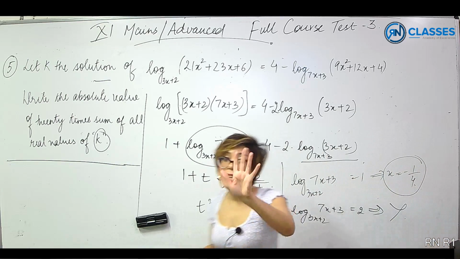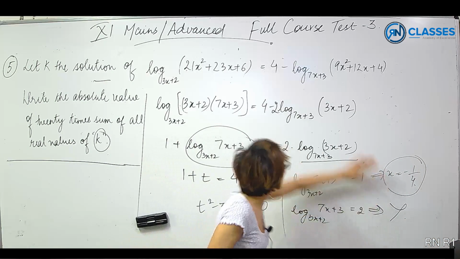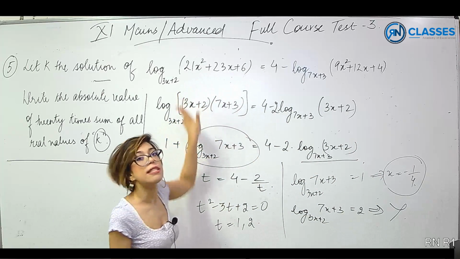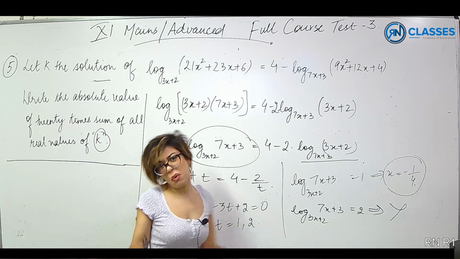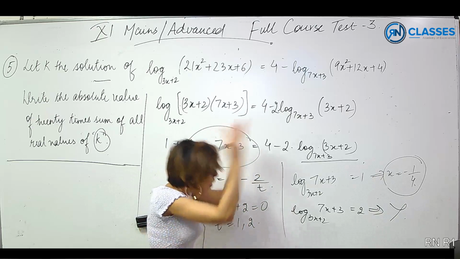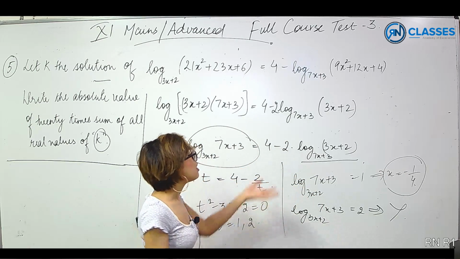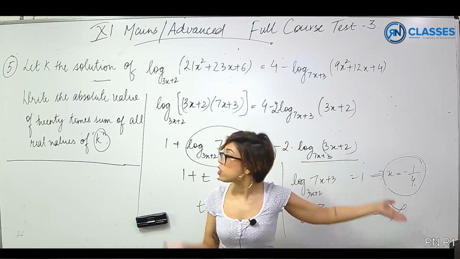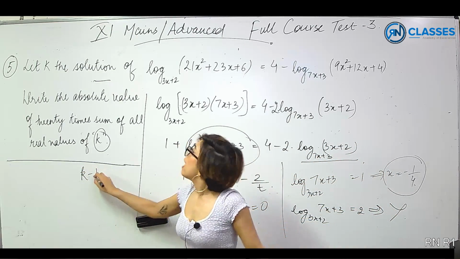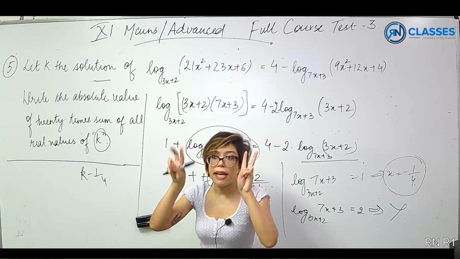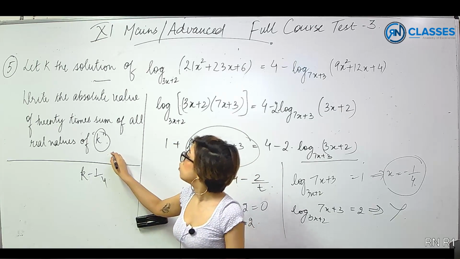Now, ideally, I will put these here and check whether my domain is satisfied or not. But the question is there, and that's the only solution. I do not need to check it. Otherwise, my question will be wrong. So, I will just get my k, which is minus 1 by 4. Then I will do absolute value of the 20 times. That means the answer will turn out to be 0.